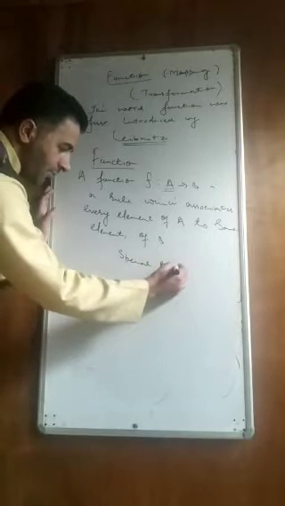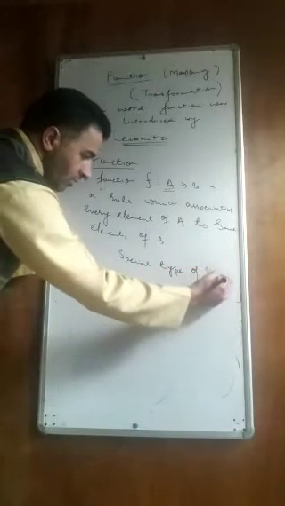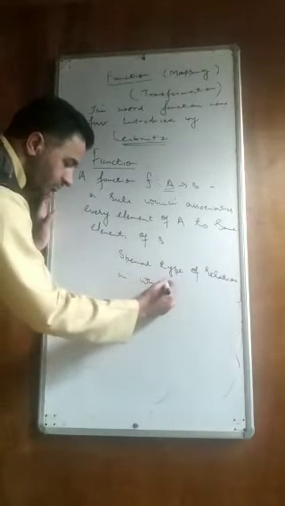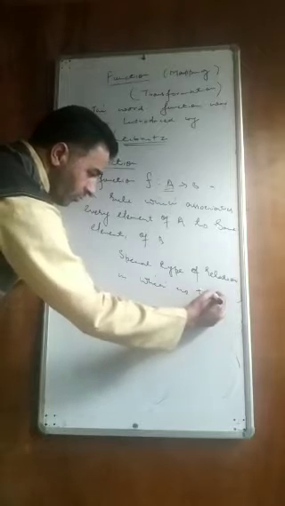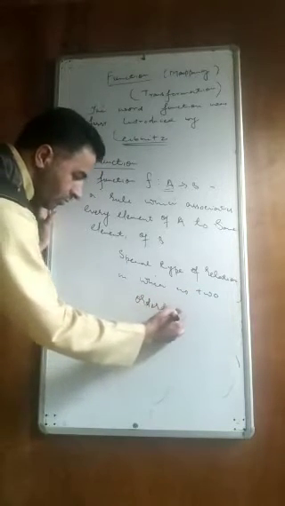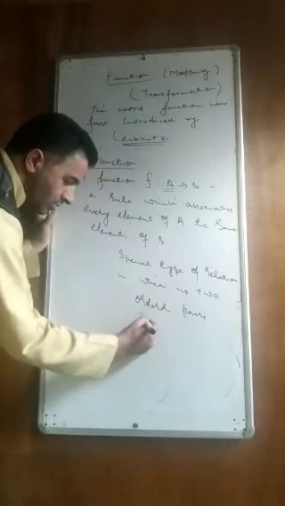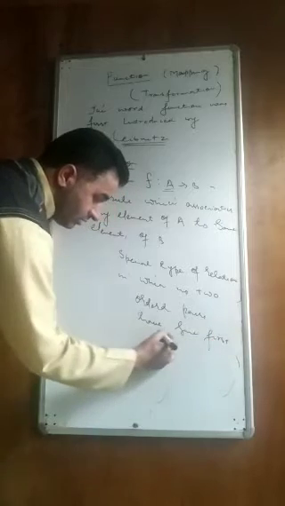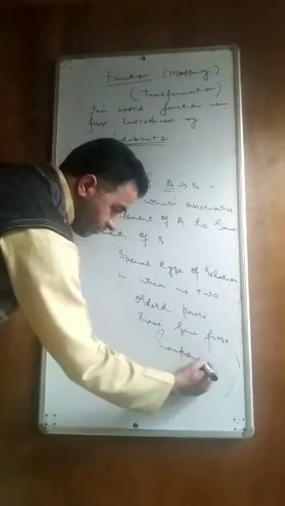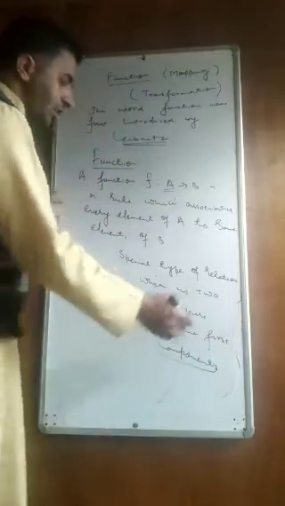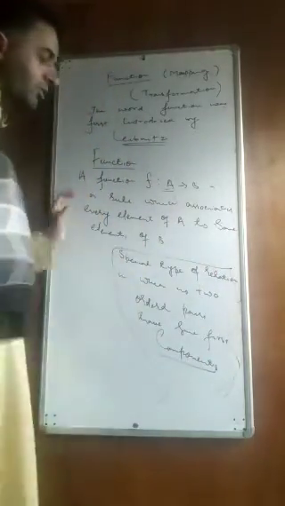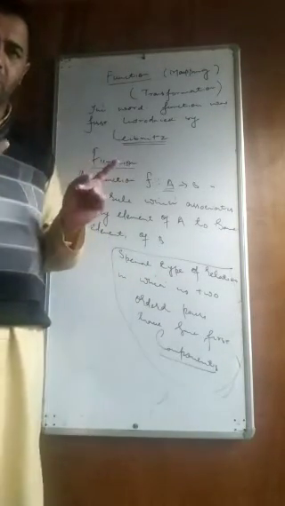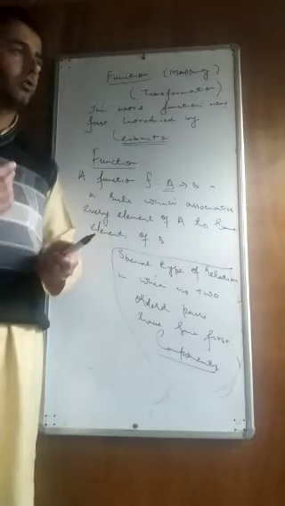It is a special type of relation in which no two ordered pairs have the same first components. Means a function is a special type of relation in which no two ordered pairs have the same first components.